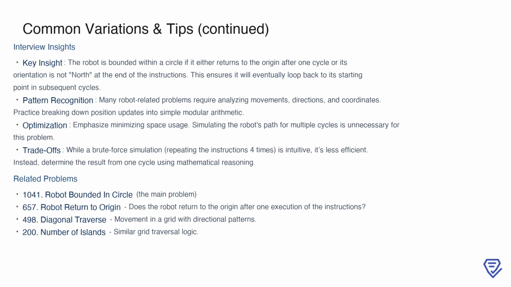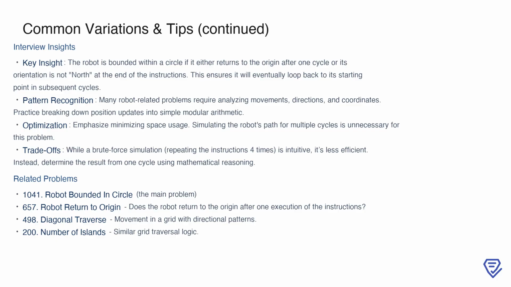Now, let's explore some insights that can help you approach this problem more effectively during interviews. A key observation is that the robot is bounded within a circle if one of two conditions is met: either it returns to the origin after one cycle of instructions, or its orientation at the end of the cycle is not north. If the orientation changes, the robot will eventually loop back to its starting point over subsequent cycles. This leads to the broader insight that many robot-related problems revolve around analyzing movements, directions, and coordinates. Practicing modular arithmetic for position updates can help you solve these problems more efficiently.